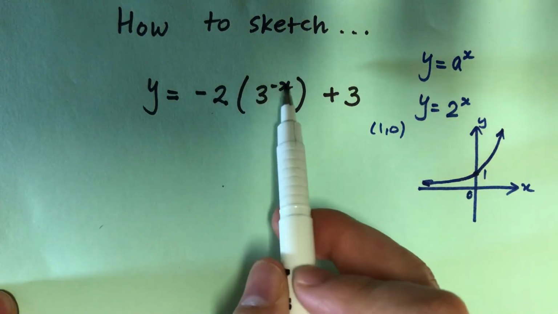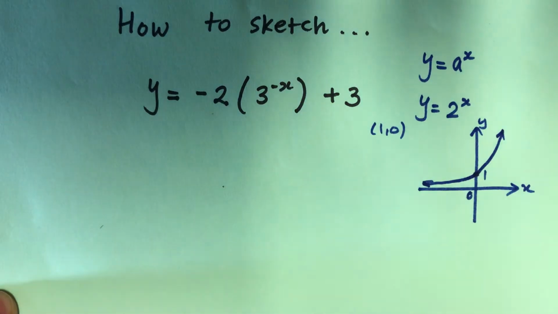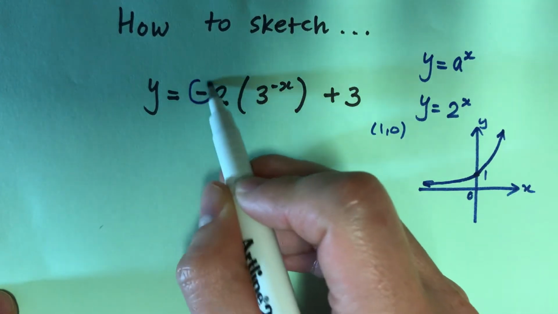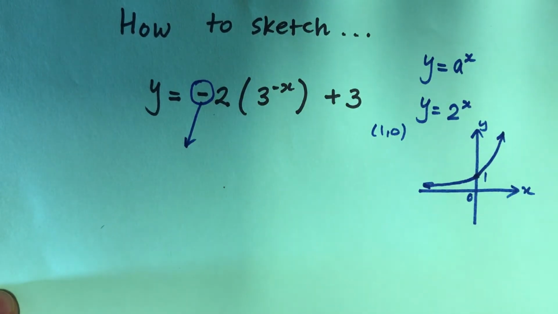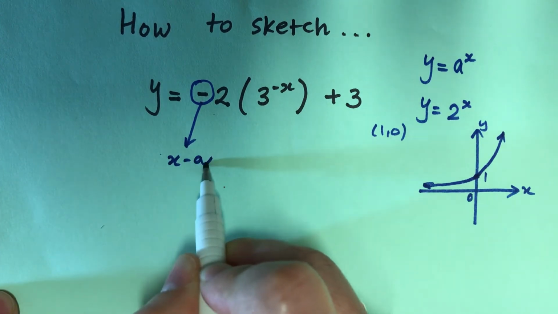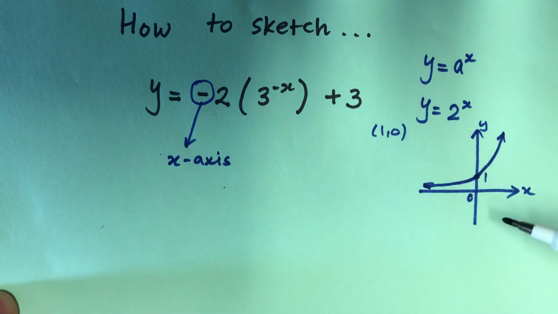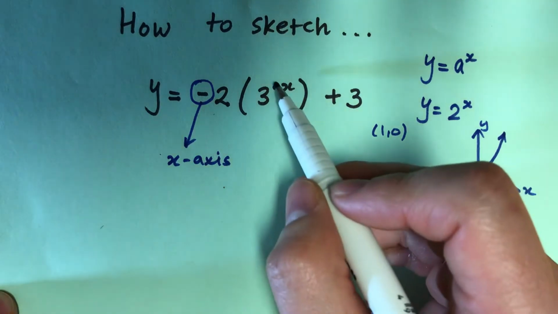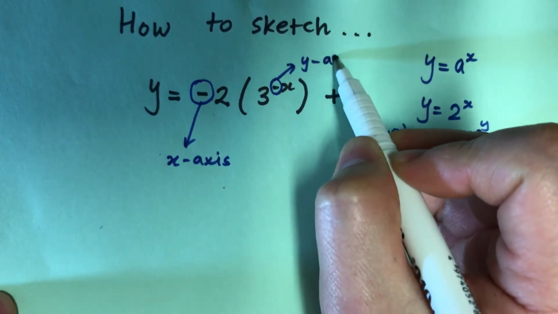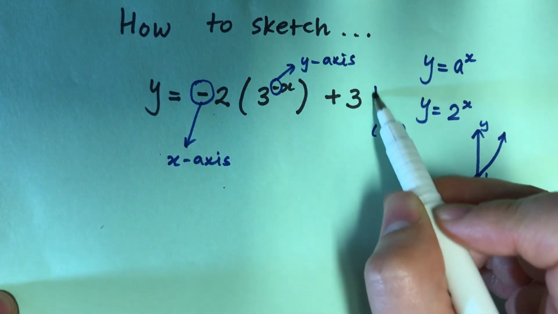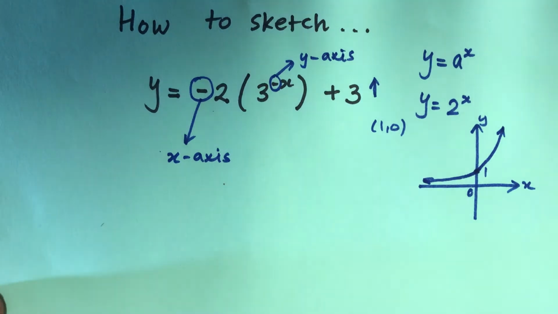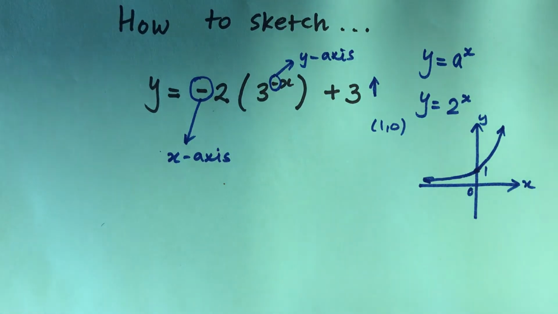Now, these two are the problem here, so we need to know something about them. The minus in front of the whole thing is the reflection about the x-axis. That means that you're going to flip it over the x-axis. And this is reflecting about the y-axis. And this one is going up by 3. So you have to understand the characteristics of the function, that each part has a different role to play.